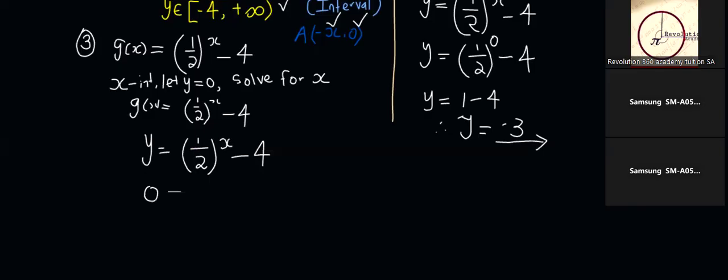The next step is to take that negative 4 and transpose it to the left-hand side. When you transpose negative 4 to the left-hand side, it becomes positive. So that will be positive 4 equals 1 over 2 to the power of x.